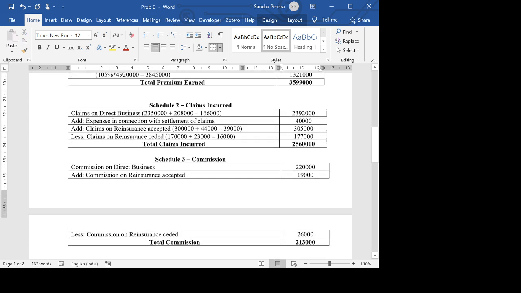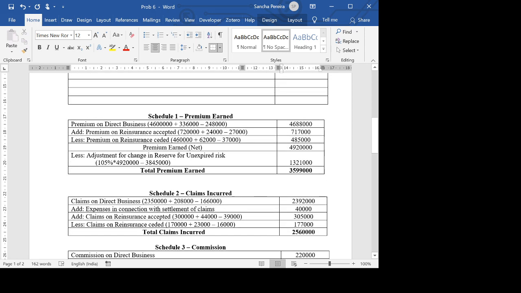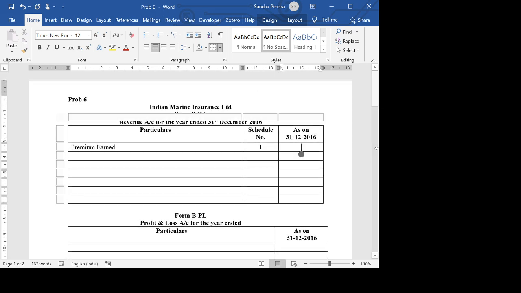And the amount of premium is 35,99,000. We don't have anything else that is any other income related to marine insurance business. In the last problem, we had that interest. Why did we take it here? Because they said that it is specifically related to the insurance business. But in this problem, all the expenses and incomes are general. So finally, we get the total of A, 35,99,000.